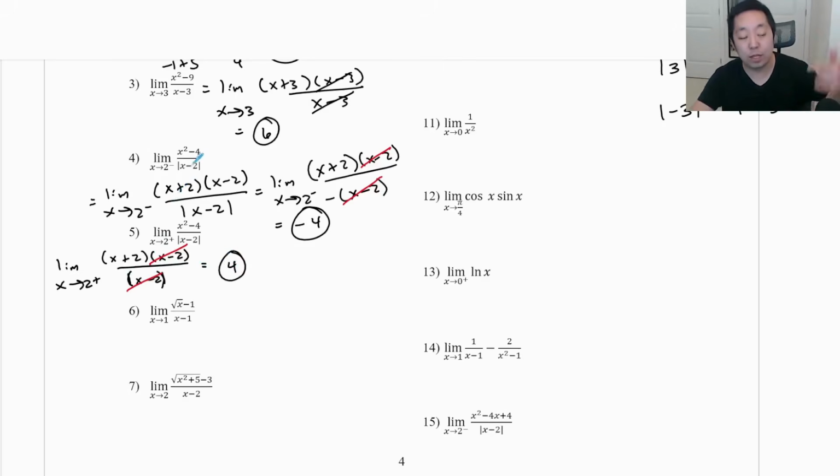So look at this one. From the left and the right, I get 2 different limits for this function here. Okay, what if I have some square roots?